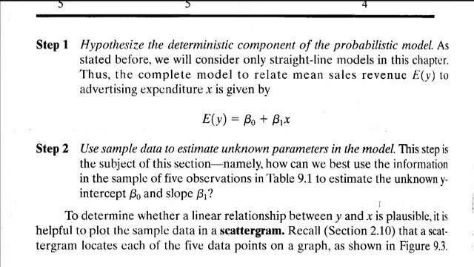Step 2, use sample data to estimate unknown parameters in the model. This step is the subject of this section. Remember, we're going to use the ordinary least squares method to estimate beta sub 0 and beta sub 1. We saw how to do this before, but I'm going to review it again. To determine whether a linear relationship between y and x is plausible, it is helpful to plot the sample data in a scattergram.